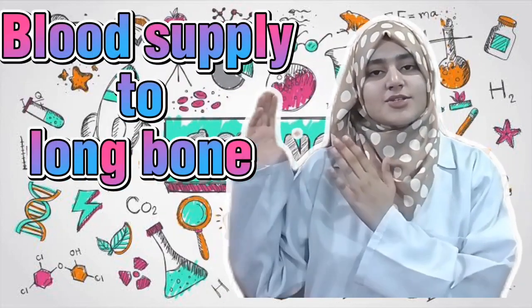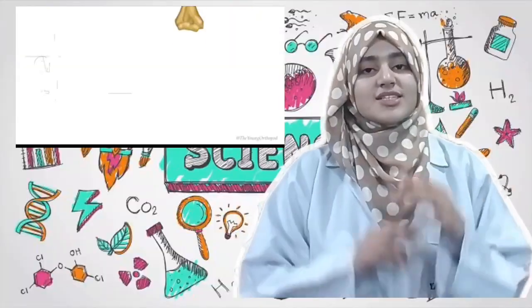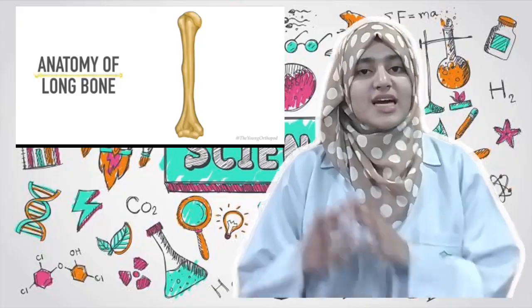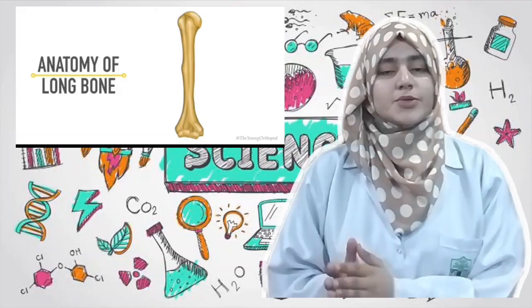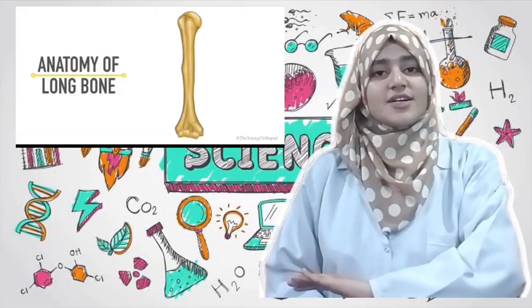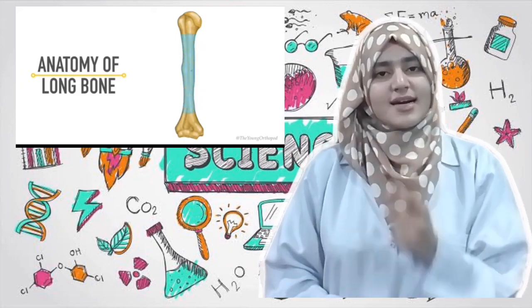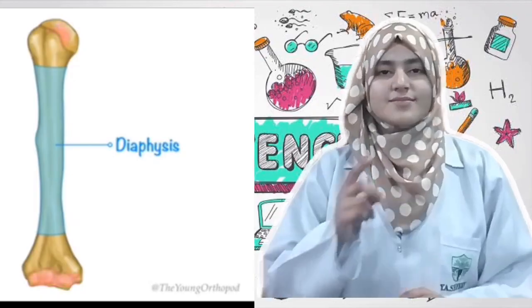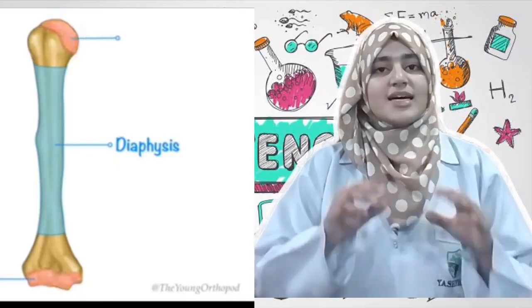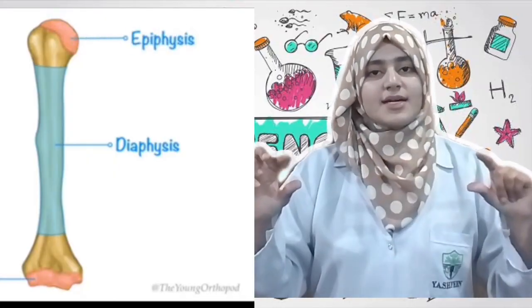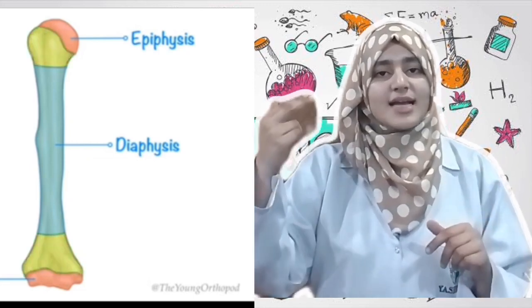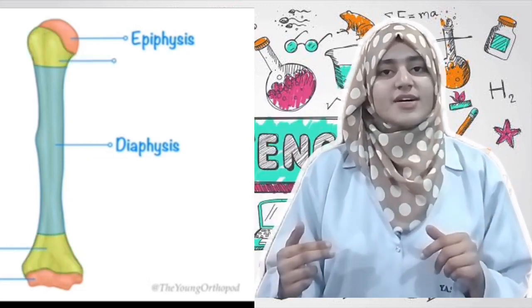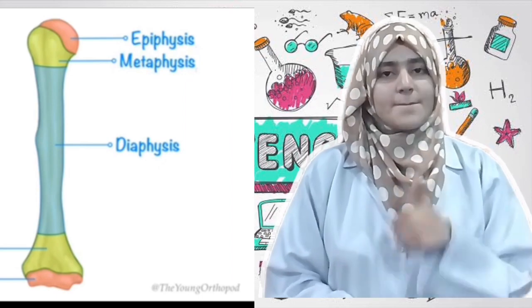Today we will discuss the blood supply to the long bones. But first of all, have a look at the structure of a long bone. The structure of a long bone includes a cylindrical central shaft which is called diaphysis, and the elongated ends are called epiphysis. The intermediate segment between the epiphysis and the diaphysis is called metaphysis.